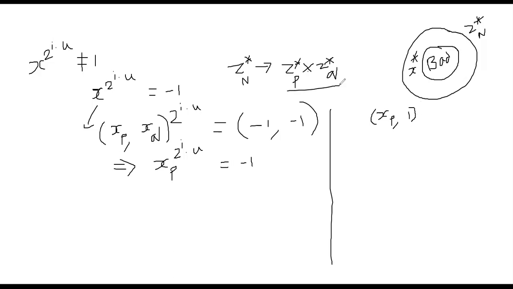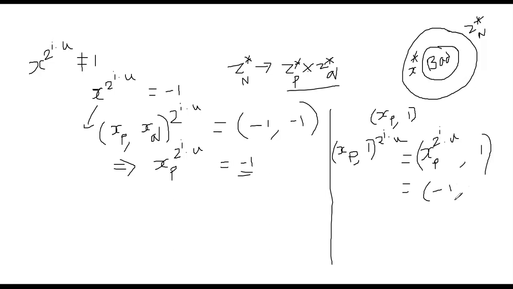And I'm going to now show you that if I take (xp, 1) and raise it to the power 2^i times u, now I take (xp, 1) and raise it to the power 2^i times u, which is clearly (-1, 1) when we map it back to Z star n. This is different from +1 or -1. Plus 1 means both have to be 1, 1. Minus 1 means both have to be -1, -1, but it's different here.